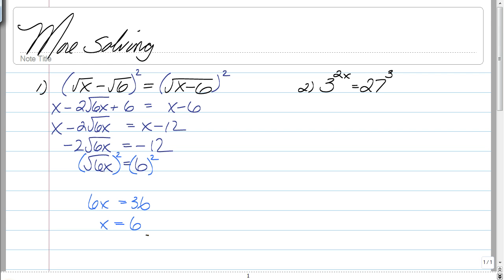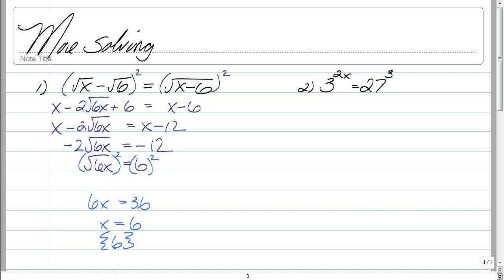Talk about a lot of fun with that. And if you were to substitute that back into the original equation, root 6 minus root 6 is 0, and the square root of 6 minus 6 is also 0, so it works. Our only solution is 6. So these questions get a little bit more complicated, but as long as you follow the rules, it should be a piece of cake. Number 2 is a little bit different.